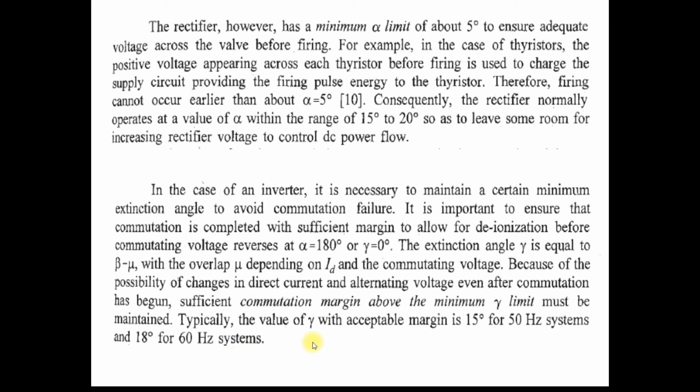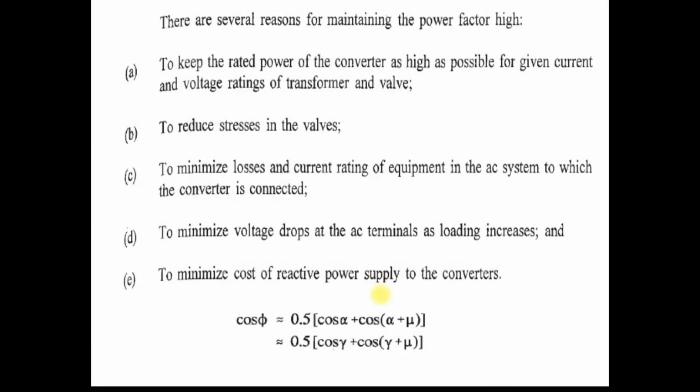Typically the value of gamma with an acceptable margin is 15 degrees for a 50 Hz system and 18 degrees for a 60 Hz system. So here we have the range for gamma between 0 to 15 degrees, and in the same way the range for alpha is between 15 to 20 degrees. You can see here, to maintain a high power factor at the inverter side, you must provide some minimum value of gamma.